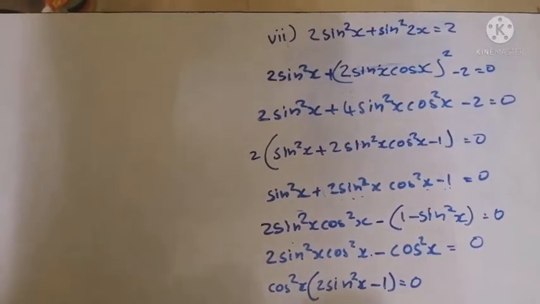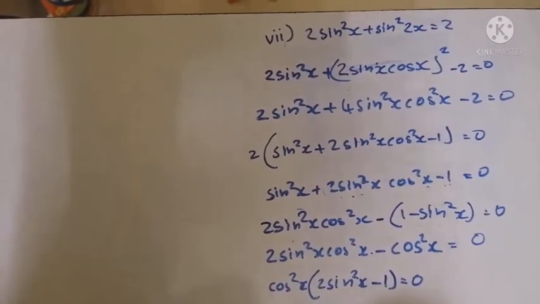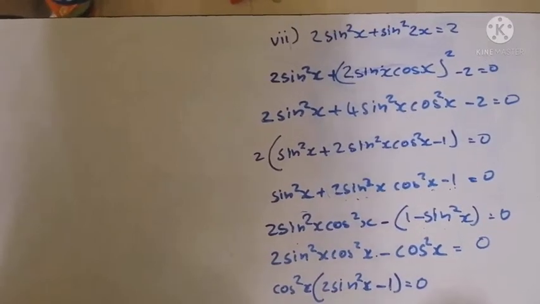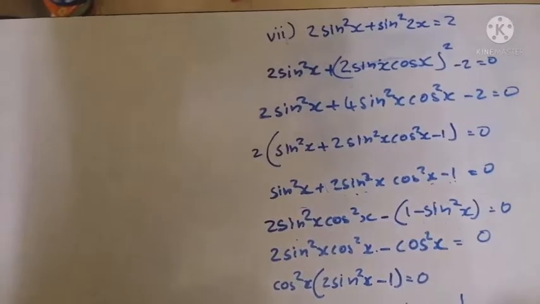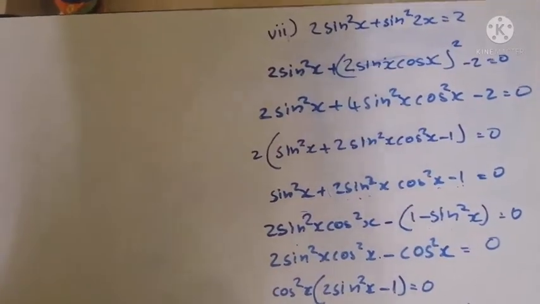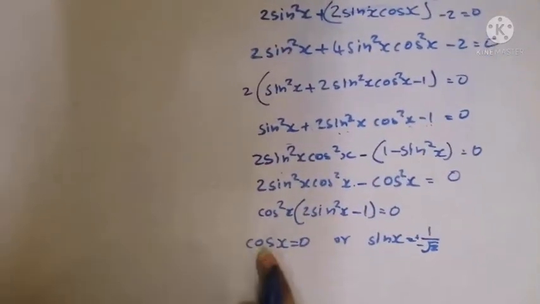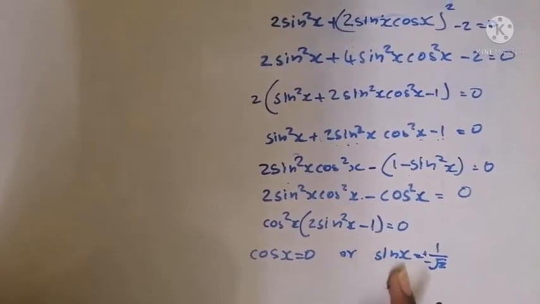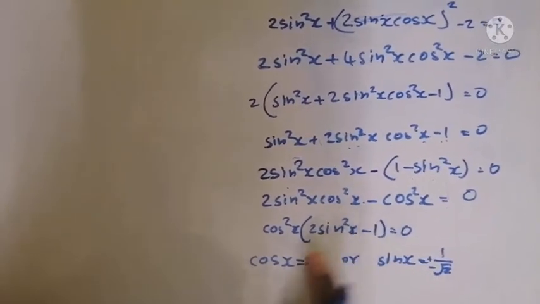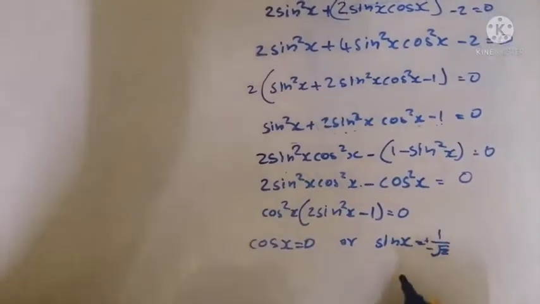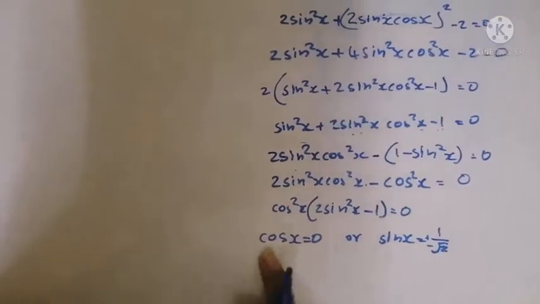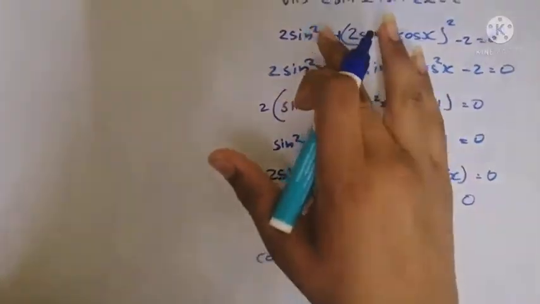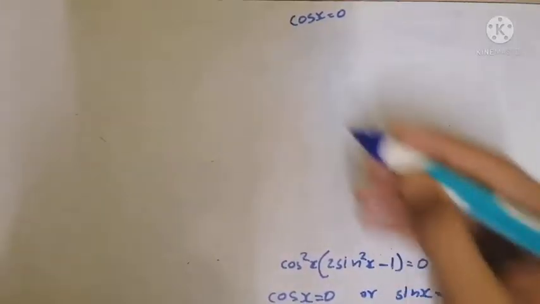So cos x should equal 0, or sin x is equal to plus or minus 1 by root 2. Sorry, so cos x can be 0 or sin x is equal to plus or minus 1 by root 2. Now we will take case 1, cos x equals 0. I will erase the upper part. So now cos x equals 0.